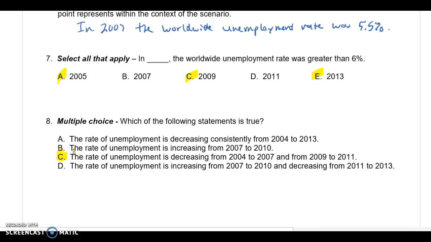So again, we're looking at graphs, just interpreting them. It's important to know the units, your time units, or whatever your input is, and then also what your output is.